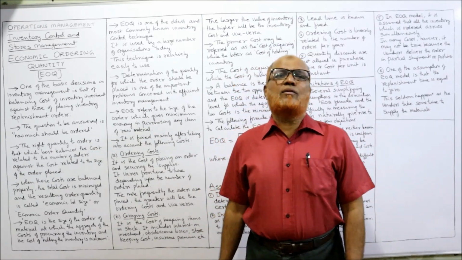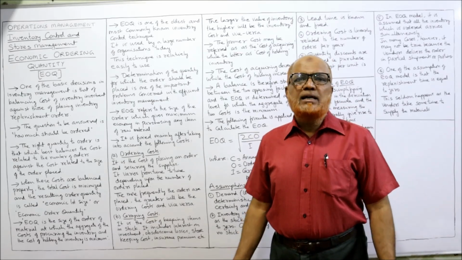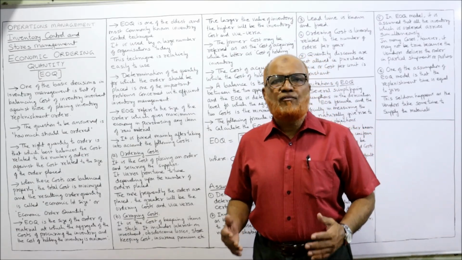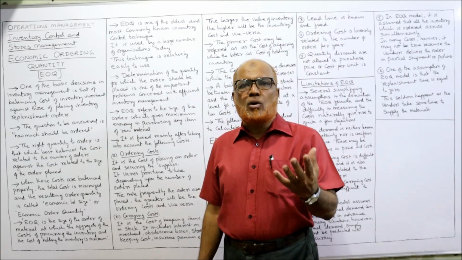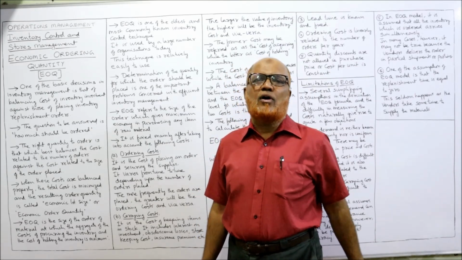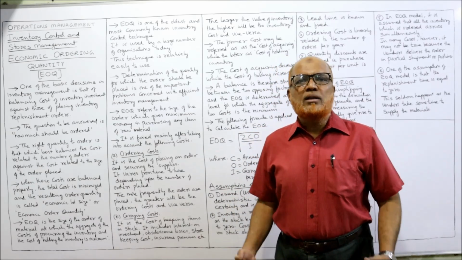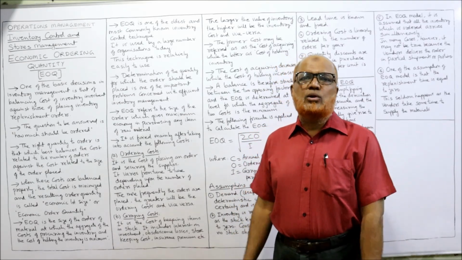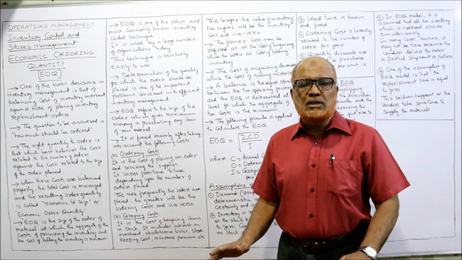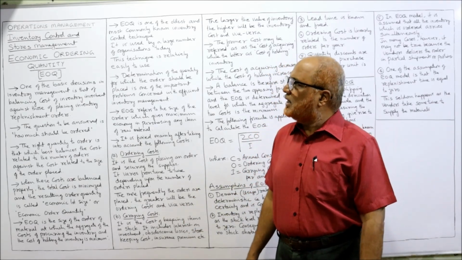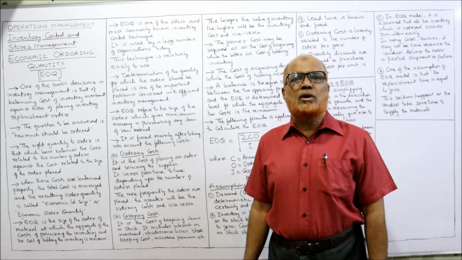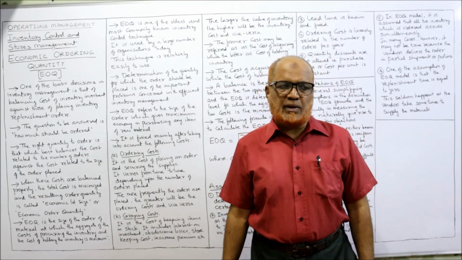What is the meaning of the term EOQ? Why is it calculated? What is the formula for calculating EOQ? What are the assumptions on the basis of which the EOQ formula is derived? And what are the limitations of this EOQ model? All these things I'm going to explain in this video. So before starting ahead, take a screenshot of the points which I have written on the board, then I'll explain.